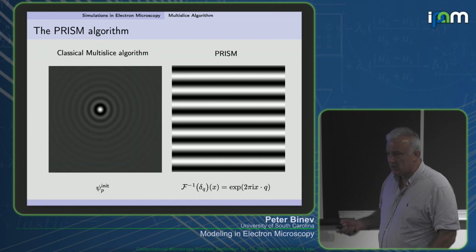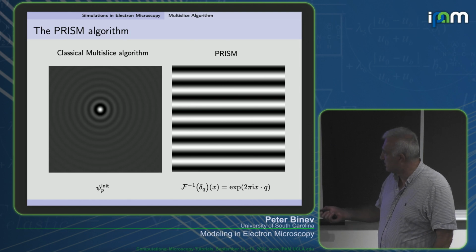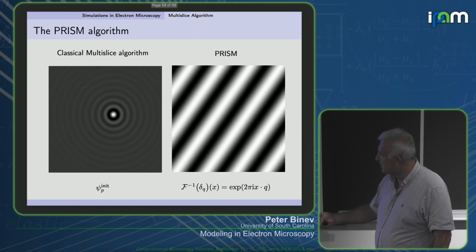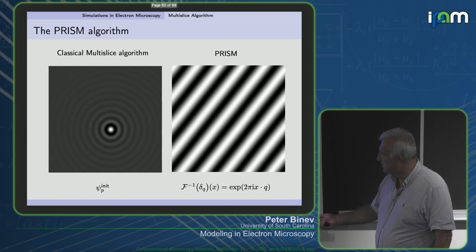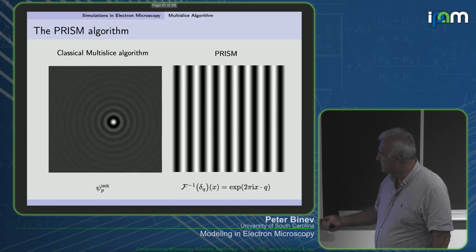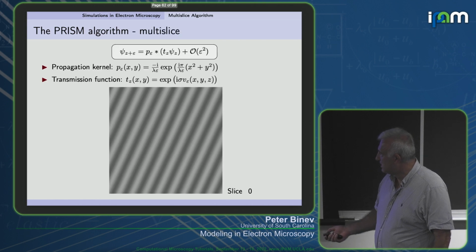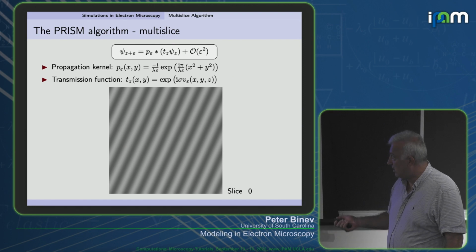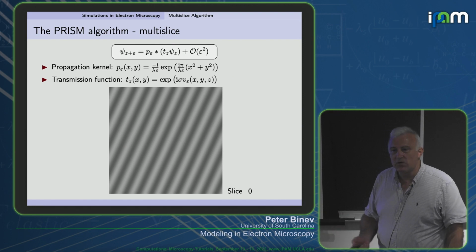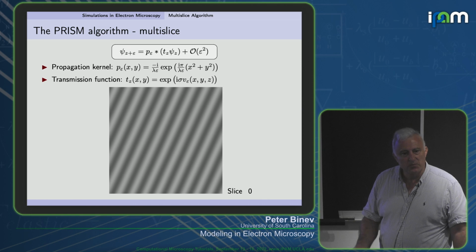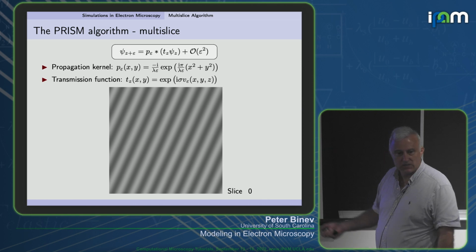Here, this is the comparison between the initial waves and the classical multi-slice algorithm and the PRISM. The PRISM actually uses these elementary waves, and you could have different positions in different elementary waves. So you see these different examples. What we're doing there is solving the same equation as we solved before. However, the initial conditions are completely different.